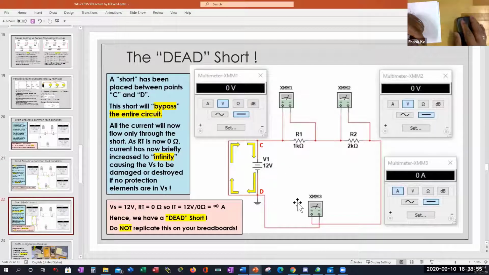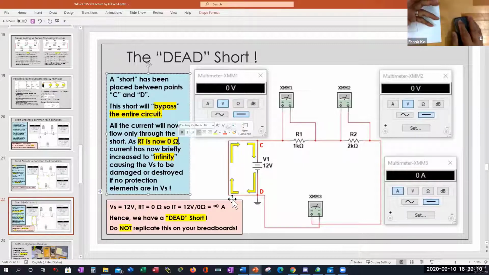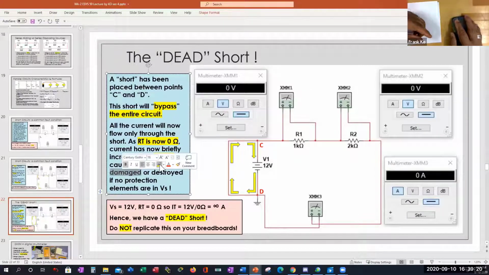There's ohms here. Why should electricity flow where there's ohms when it has an opportunity to flow through 0 ohms? It will go do this. And what will happen is, because our total is now 0 ohms, there's 0 ohms on that piece of wire, current will briefly increase to what? Infinity. And the voltage source will be what? Damaged, or it could also be destroyed, okay?